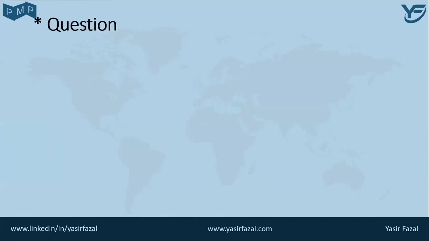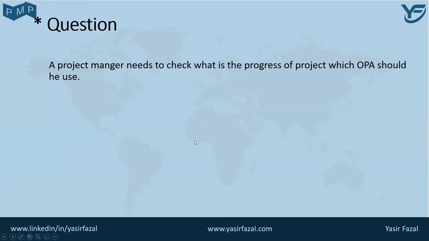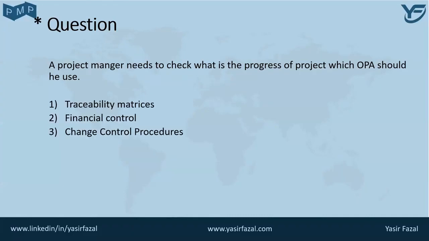So let's come towards our star question. A project manager needs to check what is the progress of the project. Which OPA should he use: traceability matrix, or financial control, or change control procedures, or project management plan? So the answer actually lies in this video.